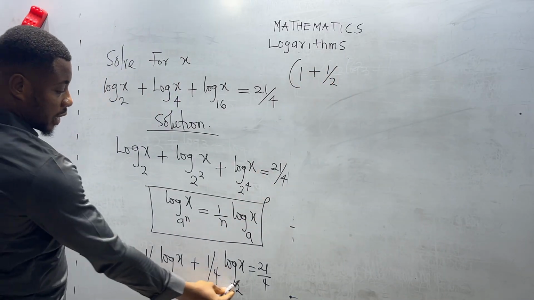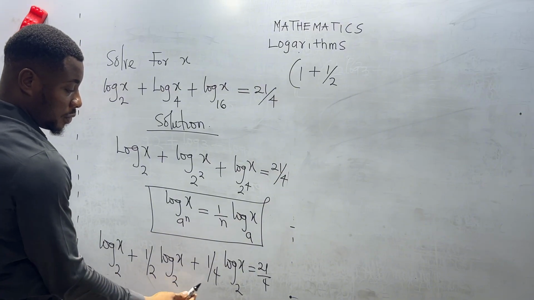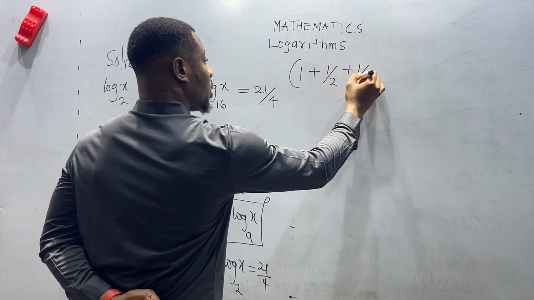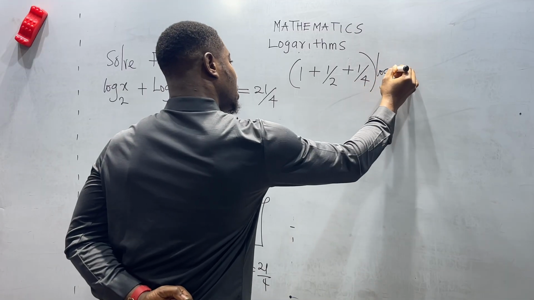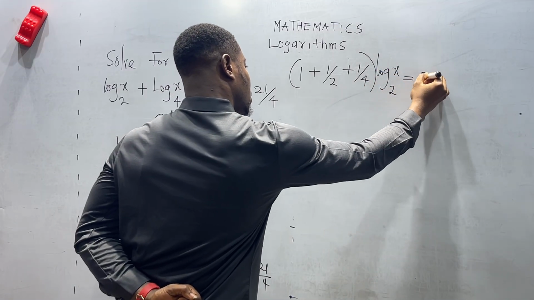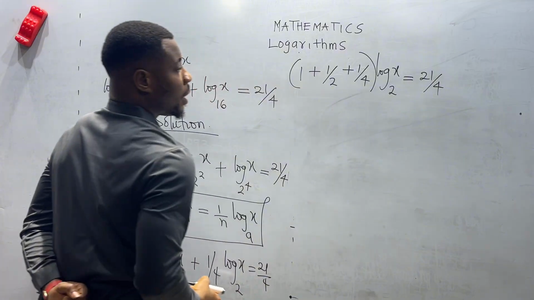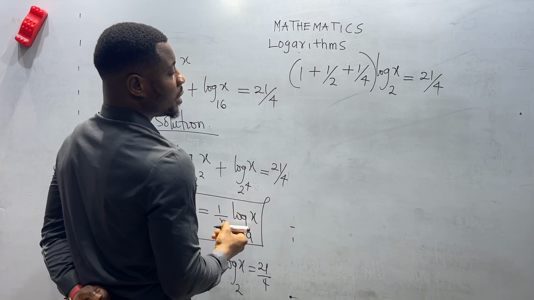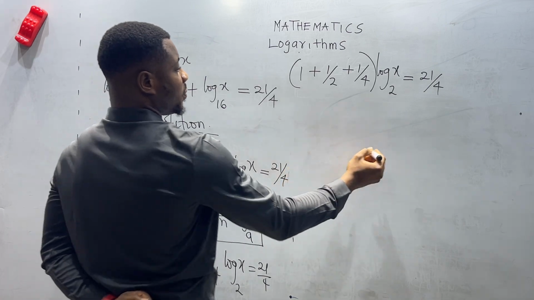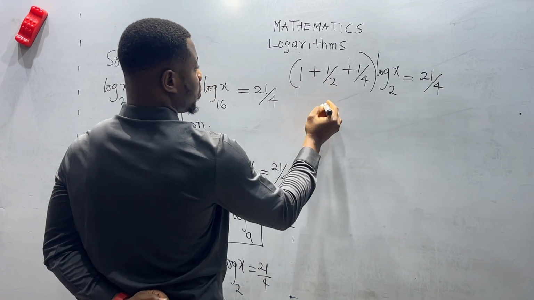If I also bring out log x base 2 from here, I'll be left with 1 over 4. Okay, so this is what we have. Log x base 2 is equal to 21 over 4. At this point, you can add everything we have here. We'll add them: 3 over 4, 3 over 2.